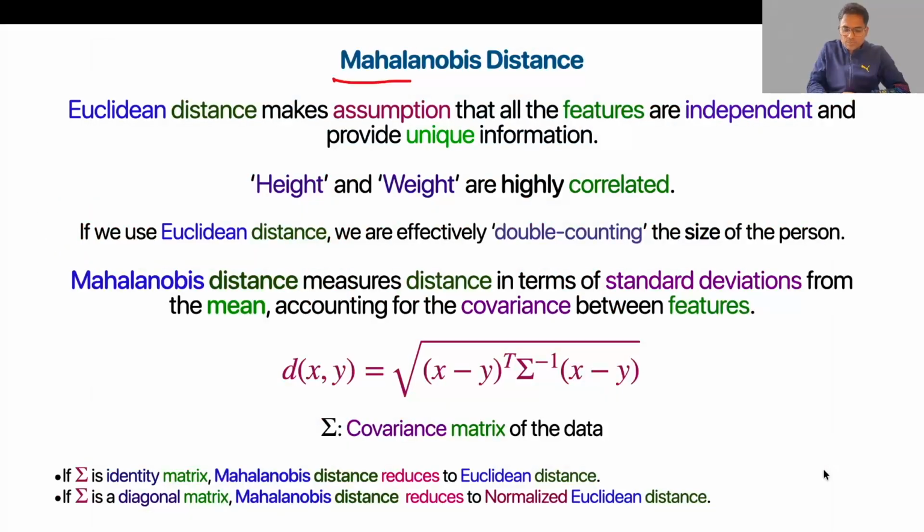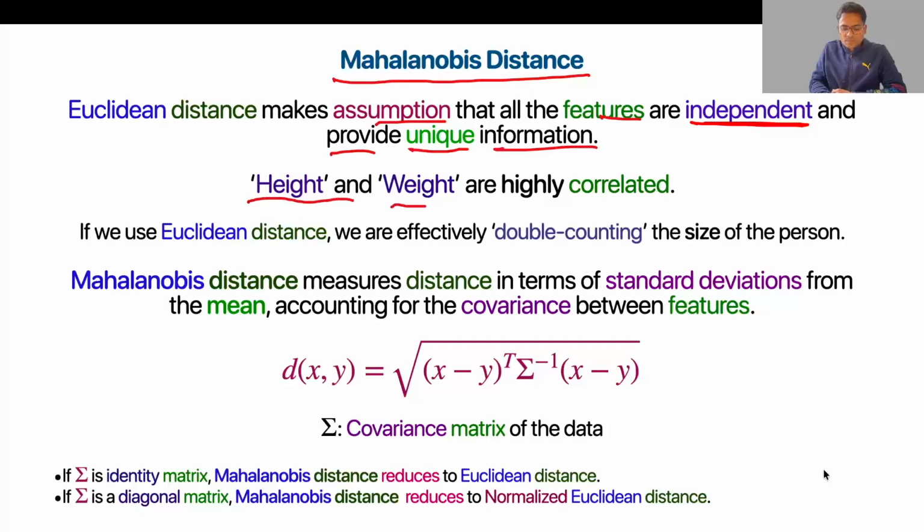Okay, let's see the next one. The next one is Mahalanobis distance. This is a very important concept. Mahalanobis distance is an improvement over Euclidean distance where we also consider the covariance, because Euclidean makes the assumption that all the features are independent. We have multiple features which will decide my final output, the features are the input, and all of them provide unique information. They are independent of each other. That's the assumption for linear regression also, right? But that's not the case.